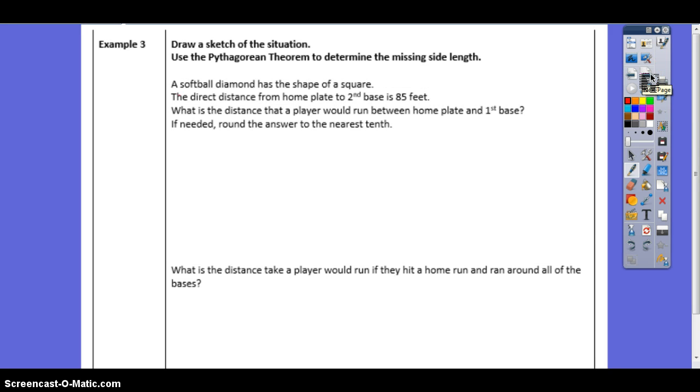Okay, draw your sketch. Here we have a softball diamond. Now this problem takes you to the one like we did in our notes yesterday. All right, so as good as you can, draw a square baseball diamond. Oh, that one's kind of off.